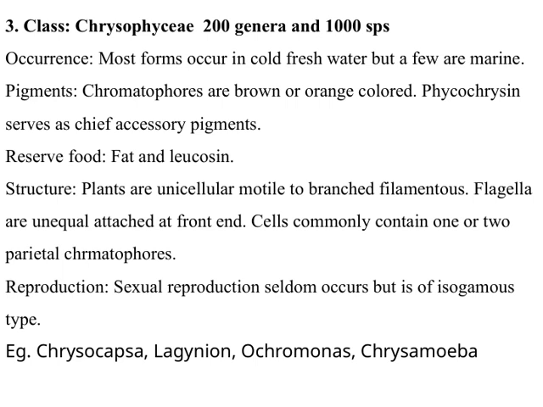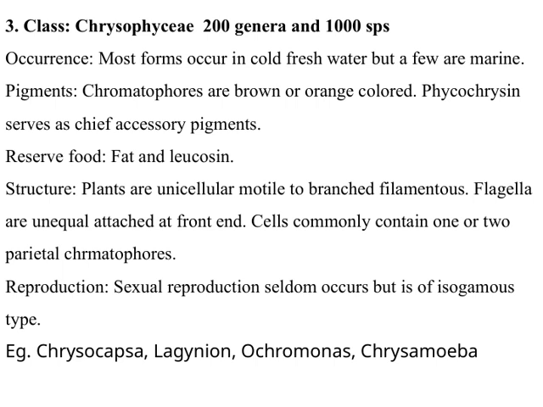When it comes to pigments, they contain chromatophores that are typically brown or orange in color. A key pigment here is phycochrysin, which acts as the main accessory pigment, aiding in photosynthesis. This pigment composition helps them absorb specific wavelengths of light, which is crucial for their survival and energy production. As for their food reserve, they store fats and leucosin, which serve as energy reserves during periods when photosynthesis isn't sufficient or conditions are unfavorable.